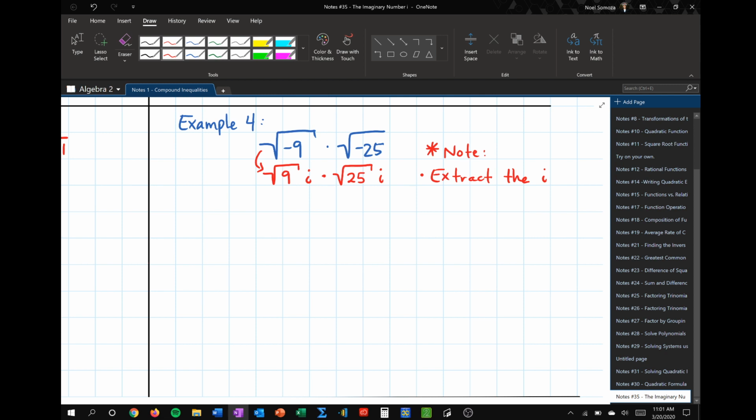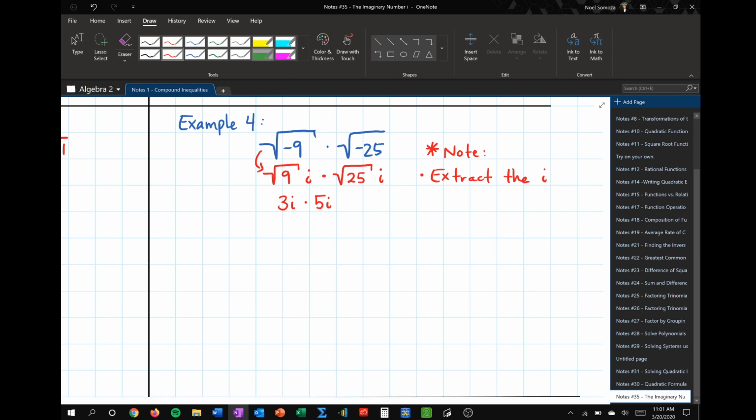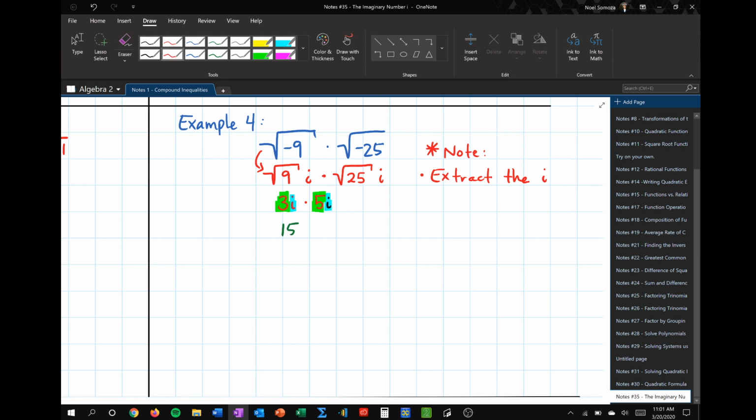Now square root of 9, that's 3. We can do that pretty easily. So now we just have 3i times square root of 25, that's 5, so you got 5i. Now you can multiply these together. This is a product. Now you're going to multiply the 3 times the 5, you're going to get 15. You're also going to multiply I times I. What does that give you?